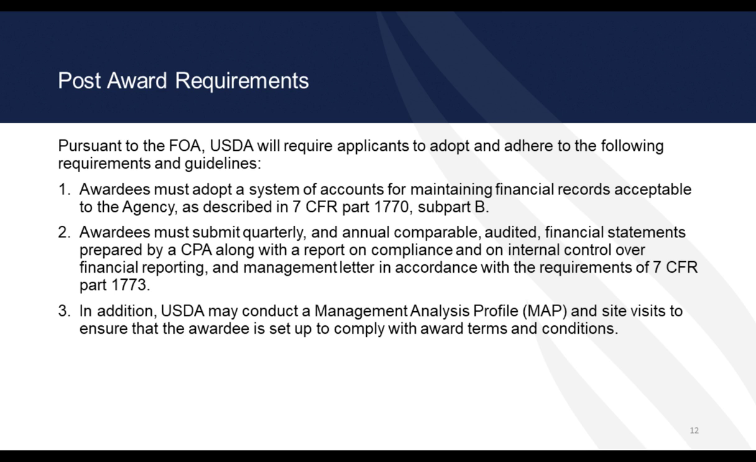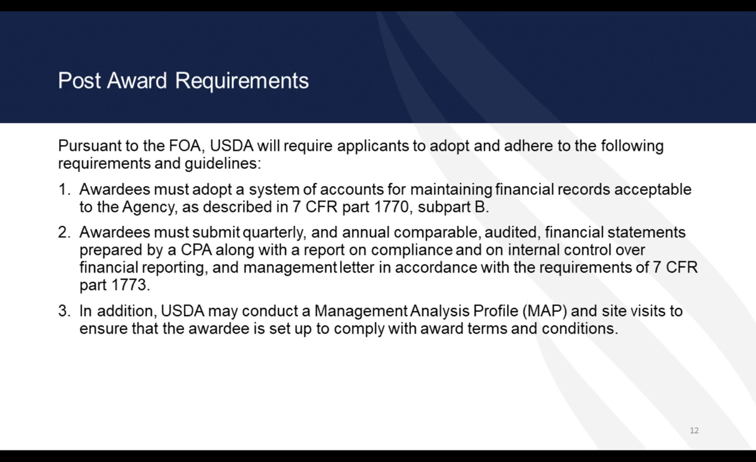Pursuant to the FOA, USDA will require applicants to adopt and adhere to the following financial reporting requirements and guidelines. Awardees must adopt a system of accounts for maintaining financial records acceptable to the agency, as described in 7 CFR Part 1770, Subpart B. Awardees must submit quarterly and annual comparable audited financial statements prepared by a CPA, along with a report on compliance and on internal control over financial reporting, as well as a management letter in accordance with the requirements of 7 CFR Part 1773.